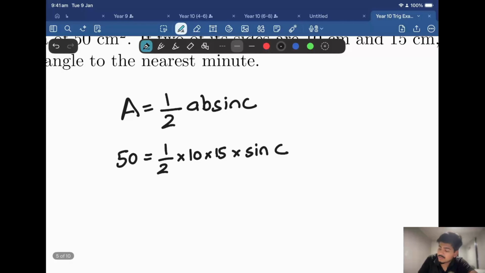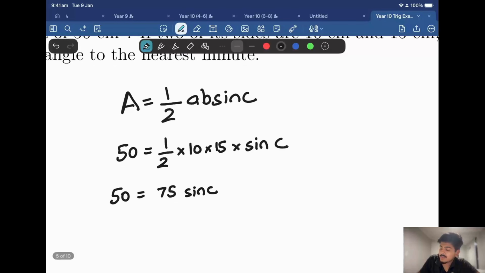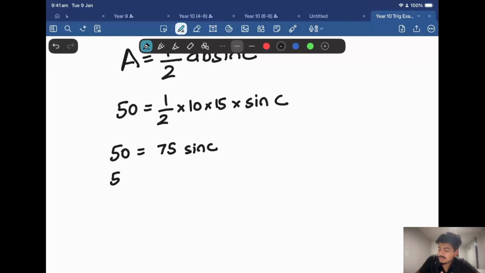Okay, so that's 50 times 1 over 2 times 10 times 15. So 15 times 10 is 150, divided by 2 is 75. So 50 is equal to 75 sine C. Okay, take the 75 over to the other side. 50 over 75 is equal to sine C.